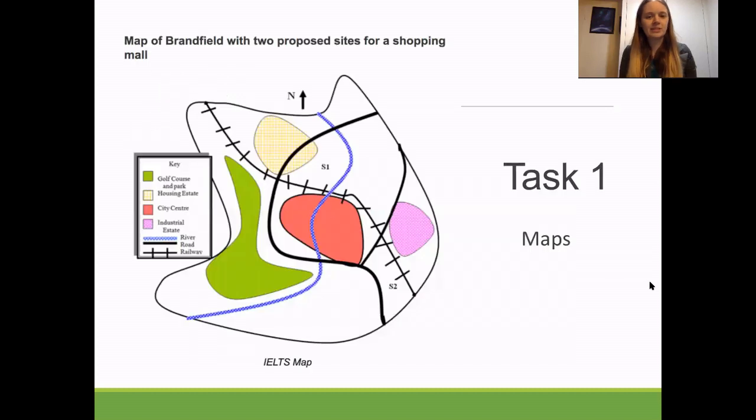So something like this, where you see a map and then you see a key, a little legend that's explaining to you what the different colors and the different symbols on the map mean. So you have a golf course, housing estate, city center, industrial estate, some rivers, some roads, some railways. So you have to look at this and make sure that you understand it before you start to talk about it. And so you want to be talking about the different proposed sites and what is near those sites and what is around those sites.